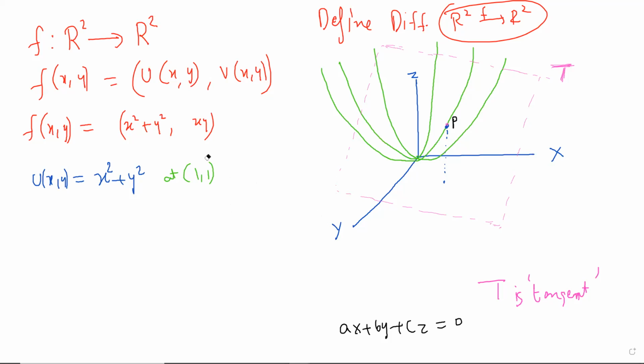Well, it's not 1, 1. It's actually 1, 1, 2. Since we know one of the points, I'm just assuming you can shift it to the origin. That's not a problem. But in the end, this will become something like this.